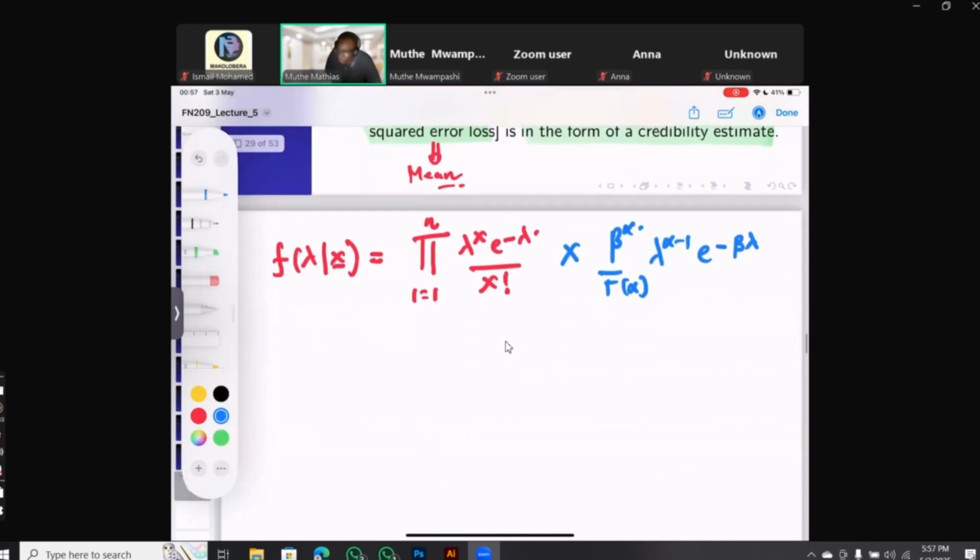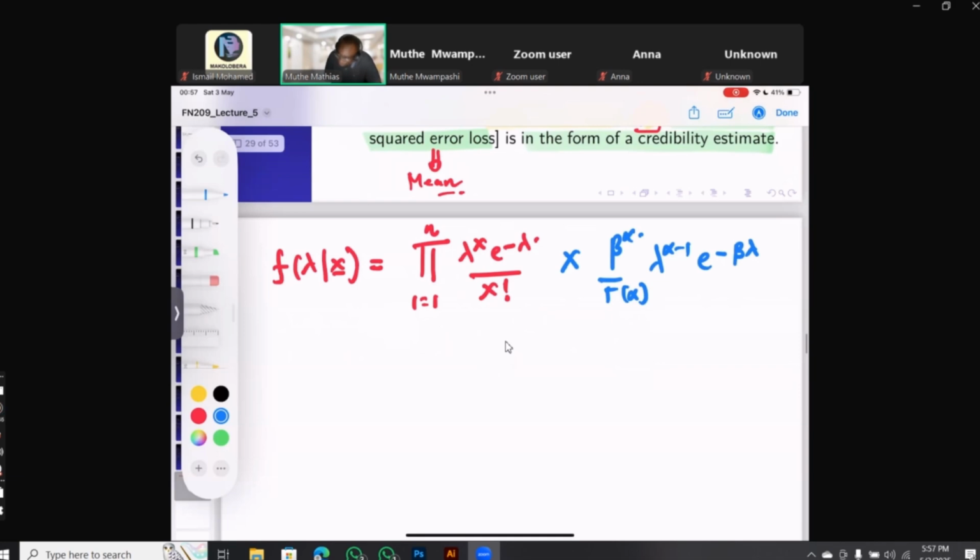And of course, we did this. And then we said, okay, we are going to write this one here as a proportion and take all the constant things out. So we said we are going to remain with lambda to the power summation of x_i, and of course we combine with this one here. So you're going to have plus alpha, and then subtract 1. And then, of course, we are going to remain with e to the power minus lambda.